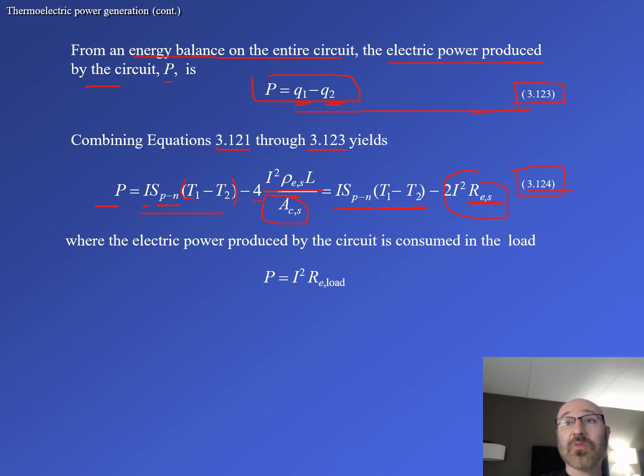This comes from the fact that when the electric power produced by the circuit is consumed in the load, we have the relationship P is equal to I squared R E load.